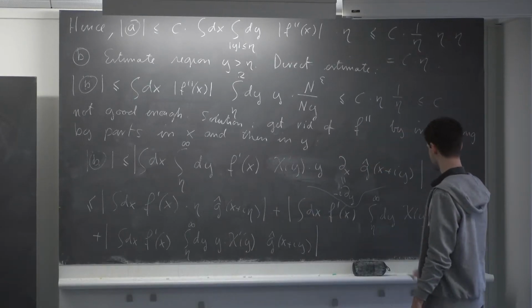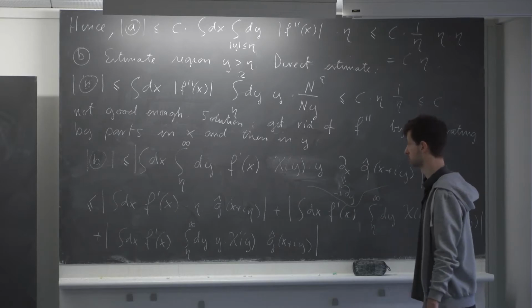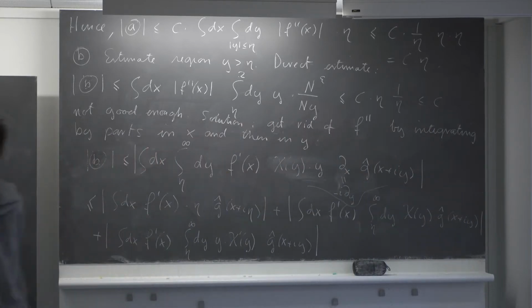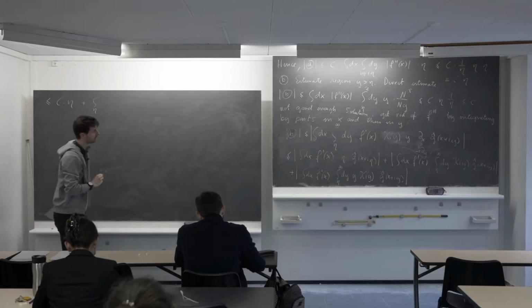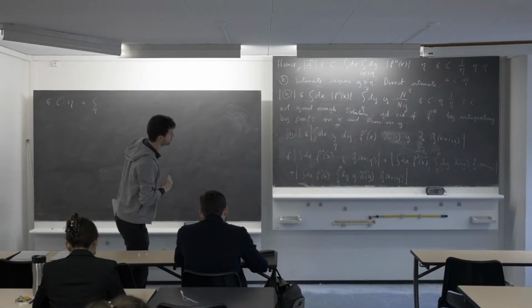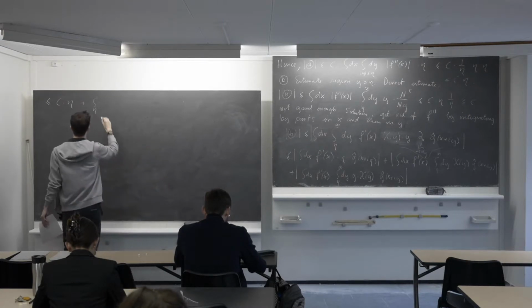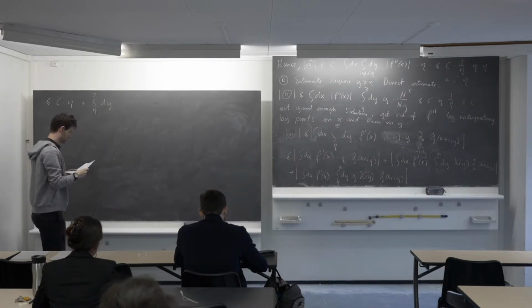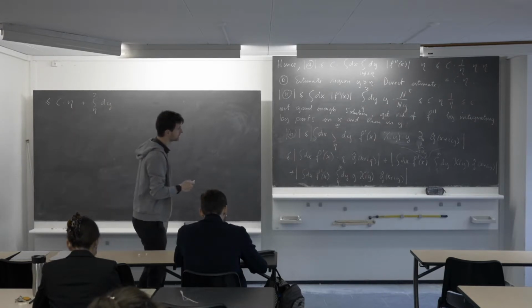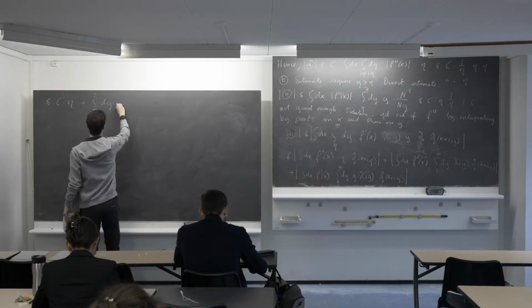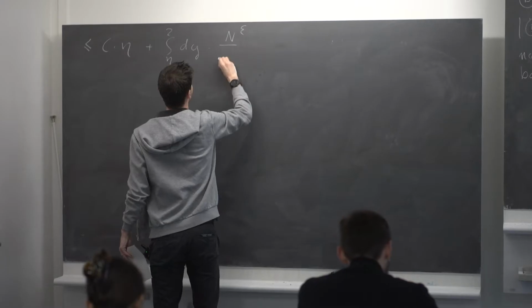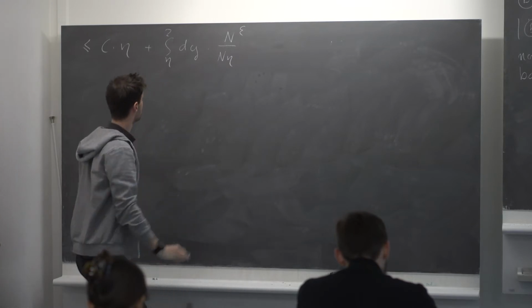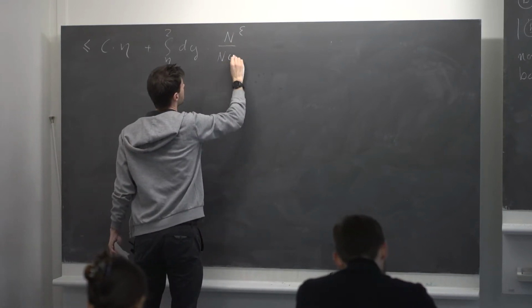We can do the x integration already. That just gives me a constant. And then let's do the y integration. So we have an integral that goes from eta. I have the function chi, so the chi means I only integrate up to 2. And g hat in absolute value was bounded by n to the epsilon over ny.